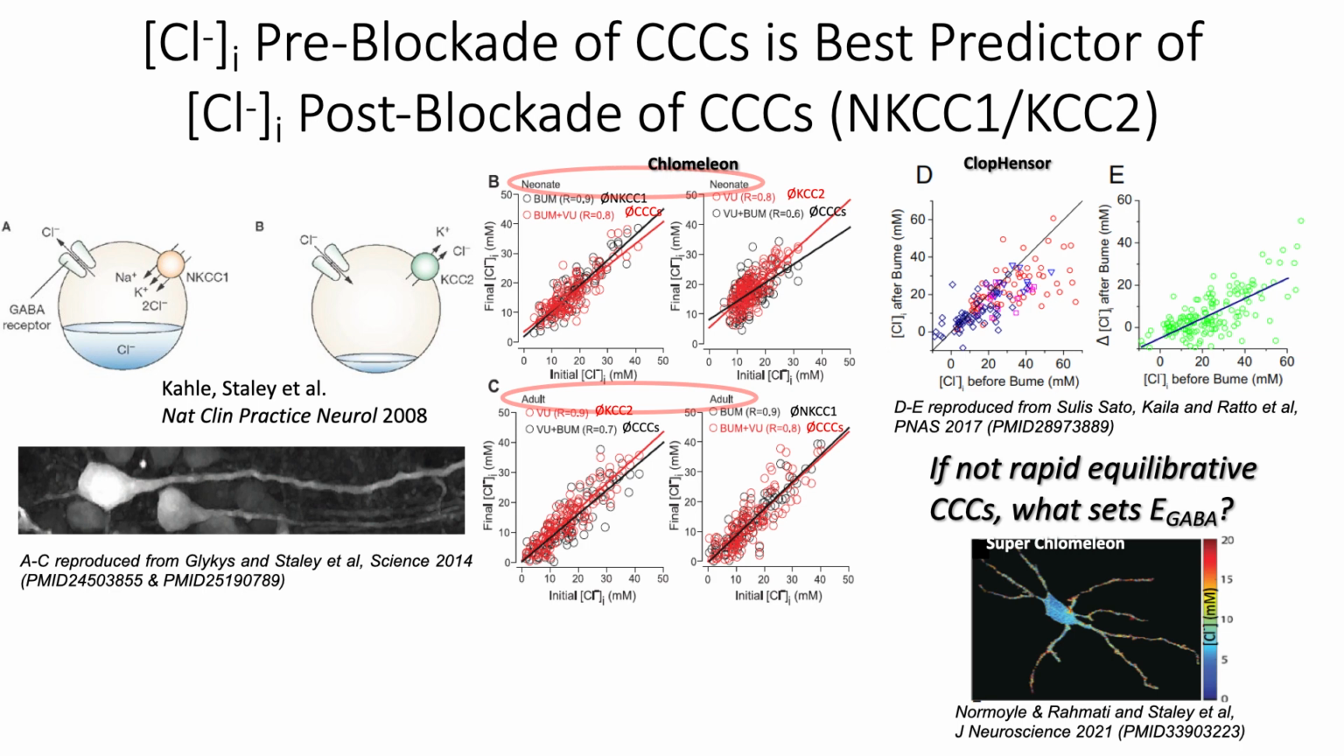So if not rapid equilibrative CCCs, then what is setting eGABA? And the important thing that I want to note here is that we found that there's actually intracellular microdomains inside of neurons. This work was published in 2021. I'll come back to it in a little bit.